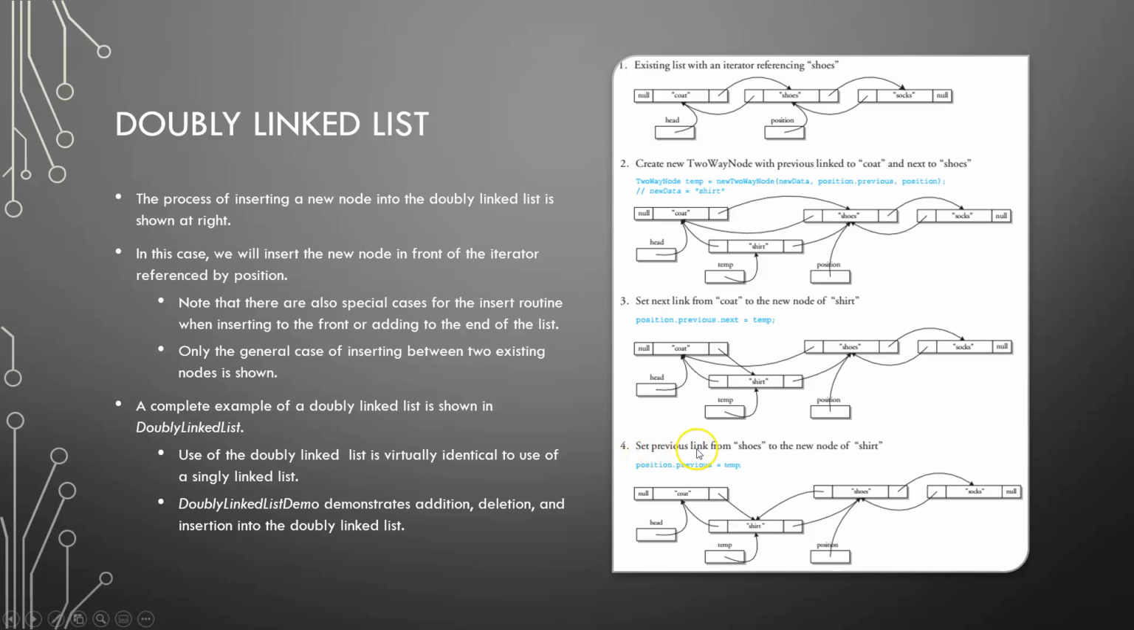Then we're going to set the previous link from shoes to the new node of shirt. Boom, boom, boom. Position.previous equals temp. So you see this arrow, which was pointing to coat before, now points to shirt. And of course, when you're done with this, it would pretty much look like this, with shirt moved up inside of here. All right, and that's going to wrap up that side.